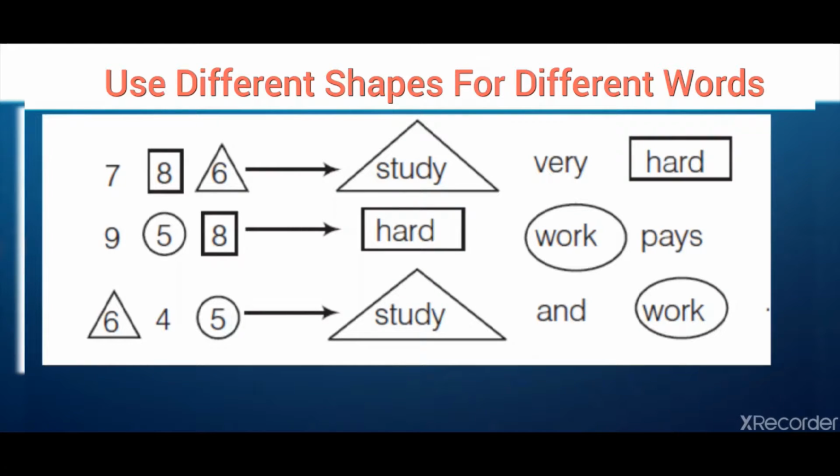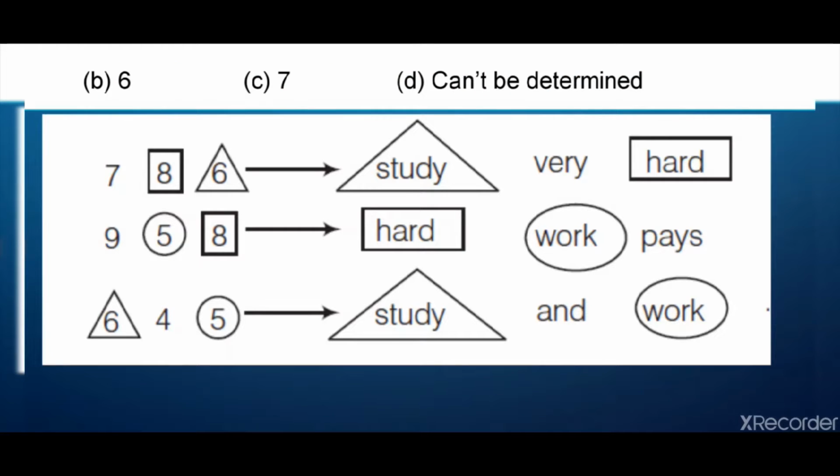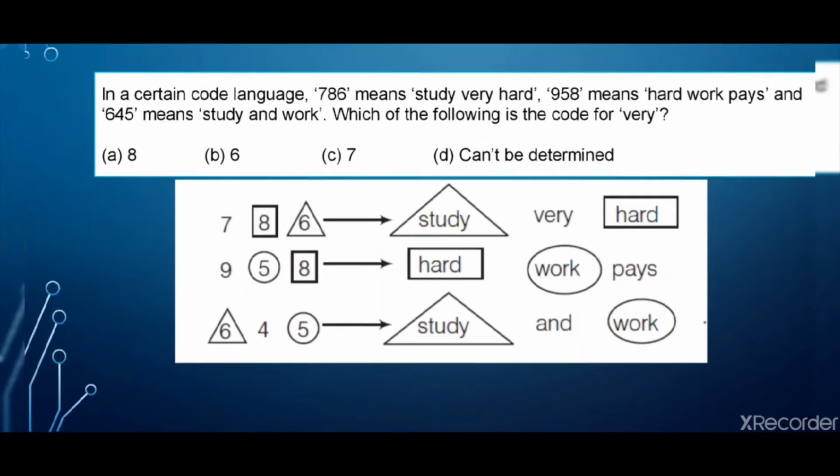Now in the first and third sentences, 786 and 645, what are the common numbers? 6 is the common number on the left hand side. What are the common words? On the right hand side we have "study" in both sentences, "study very hard" and "study and work". Study is the common word. Now this is the representation I have for this question.